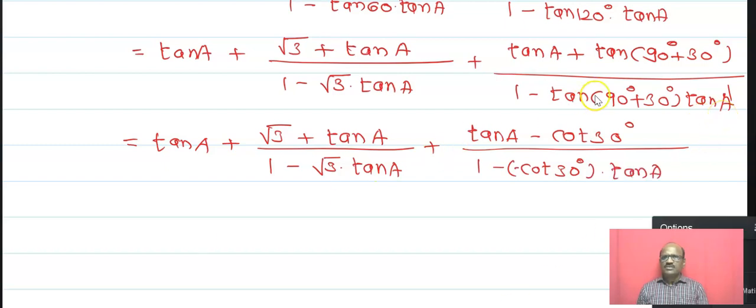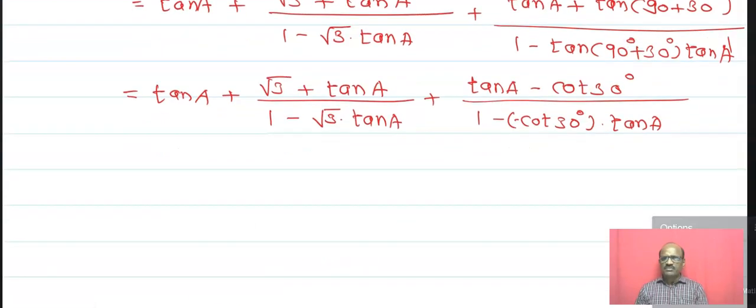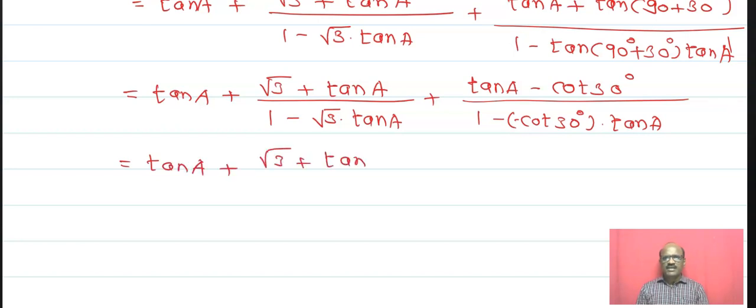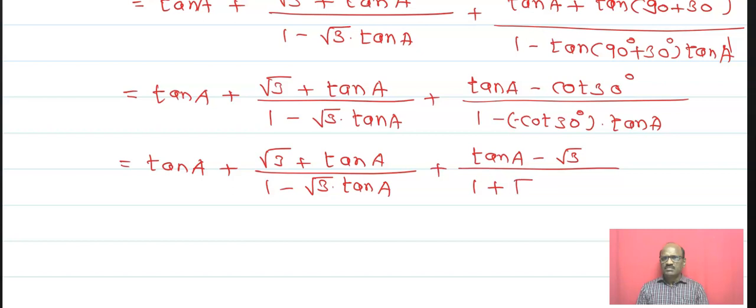Now these are the important steps. When the angle is 90 plus theta, the function changes. Instead of tan, cot has come. 90 plus 30 goes in second quadrant. In second quadrant, tan is negative, and that's why we have the minus sign. The same way for the denominator. Now we'll substitute the values. That is tan a plus √3 plus tan a upon 1 minus √3 into tan a, plus tan a minus root 3 upon 1 plus root 3 into tan a.